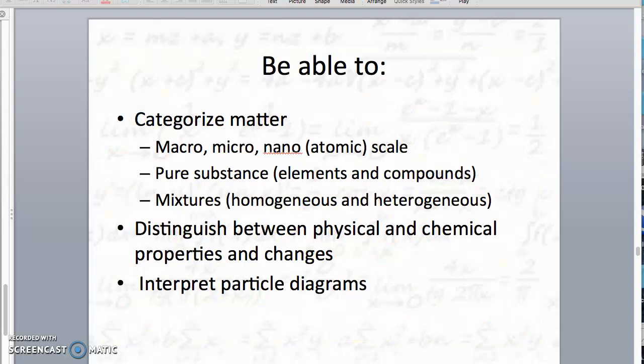This concludes Chapter 1, Lesson 1. This slide provides a list of concepts that you should be familiar with.